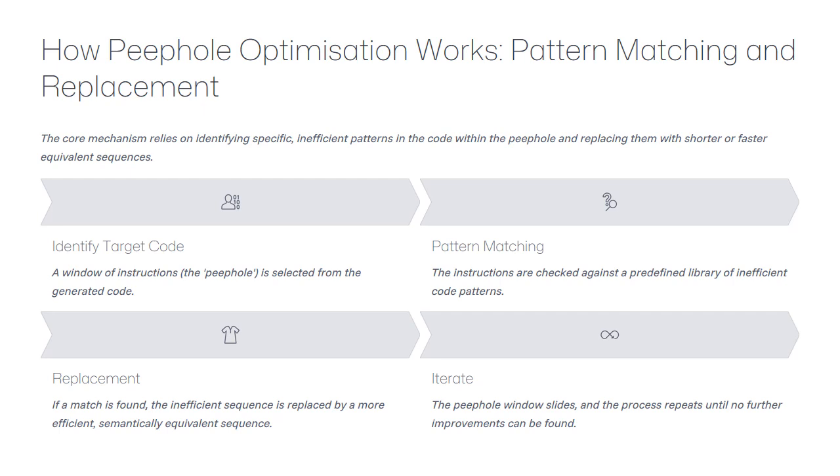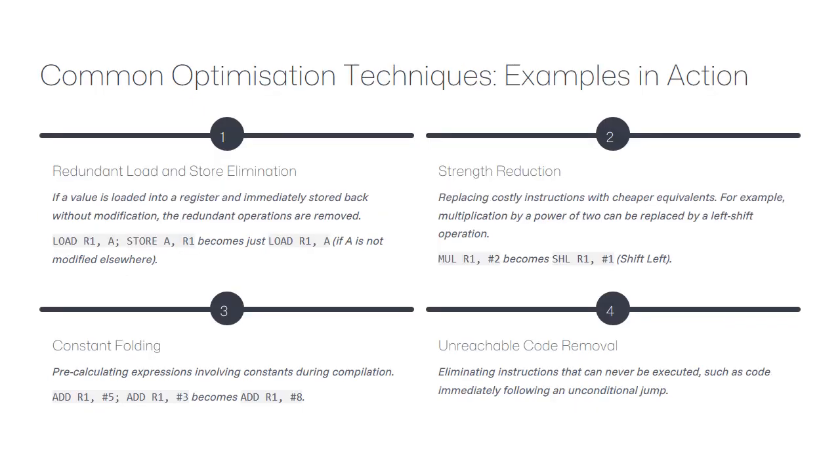Pattern matching: the instructions are checked against a predefined library of inefficient code patterns. Replacement: if a match is found, the inefficient sequence is replaced by a more efficient, semantically equivalent sequence. Iterate: the peephole window slides and the process repeats until no further improvement can be made.